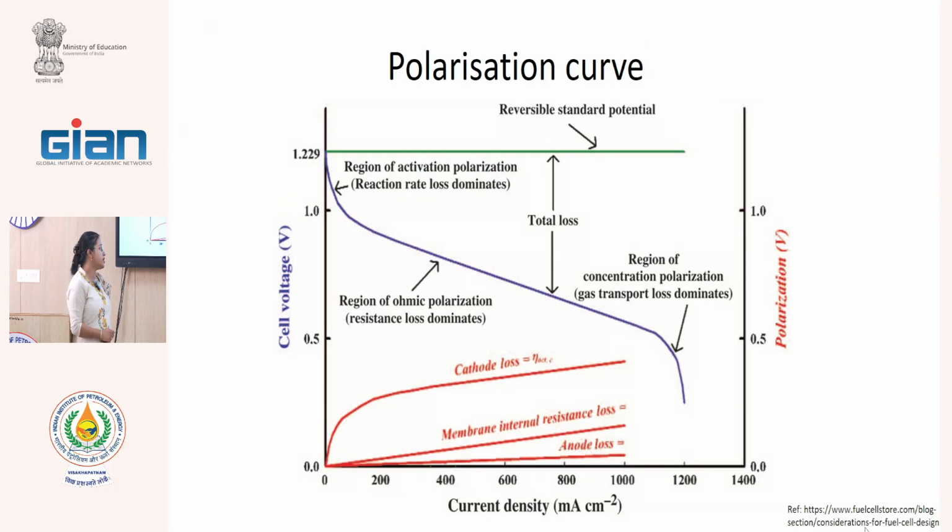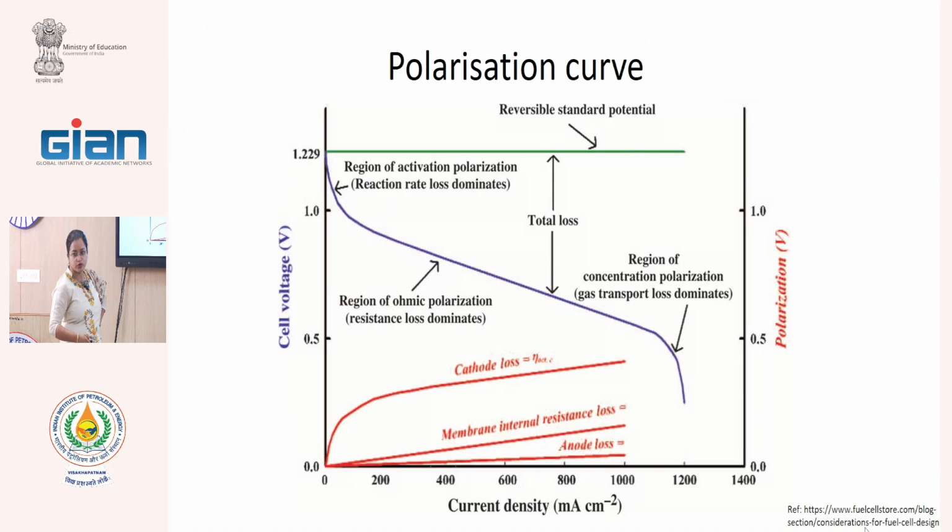This is the IV curve, that means the voltage in terms of current density, the normal polarization curve for a fuel cell. This purple line is the actual VI curve for our system, considering the losses. So what are the losses? Reaction rate is first. The reaction rate is where we are generating the protons, the ions. For that, the loss is dominated by the activation polarization, or the generation of ions.